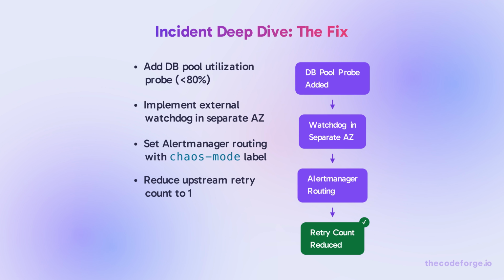The fix involved 4 changes. First, add a database connection pool utilization probe to the Litmus experiment with a threshold below 80%. Second, implement an external watchdog service in a separate AZ. Third, set Alertmanager routing to suppress primary on-call during experiments using a chaos mode label. Fourth, reduce upstream retry count to 1 to prevent retry storms.